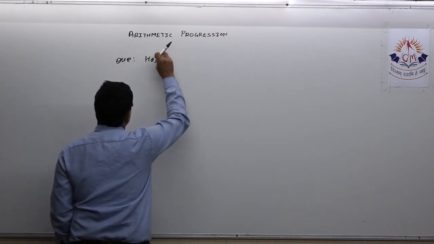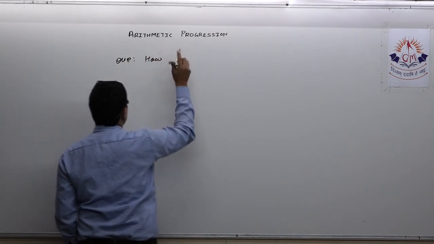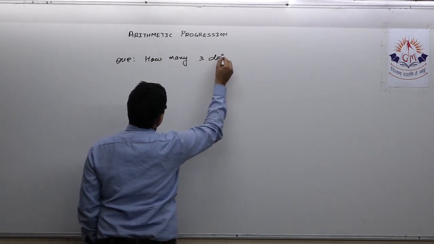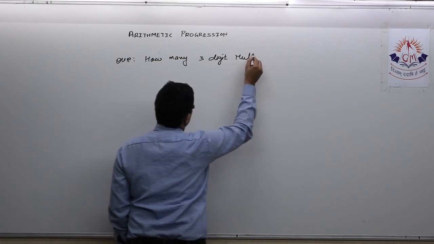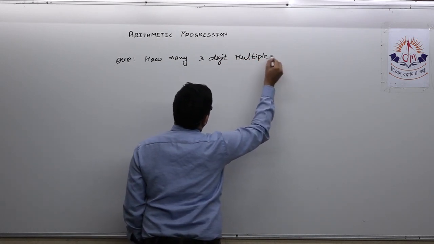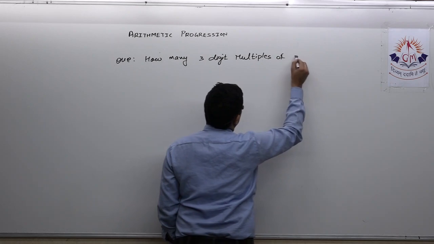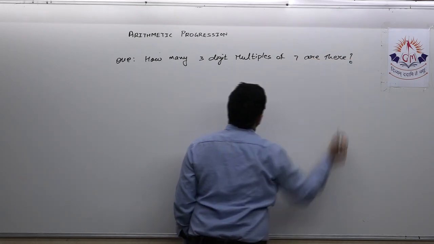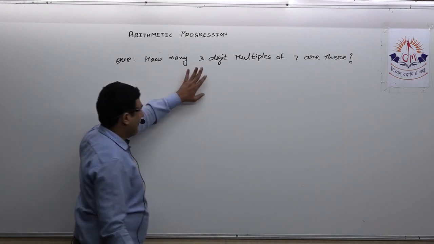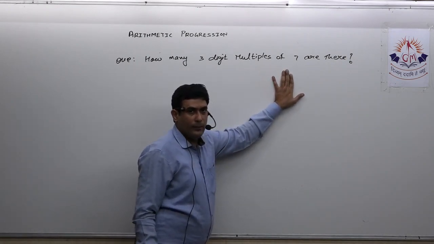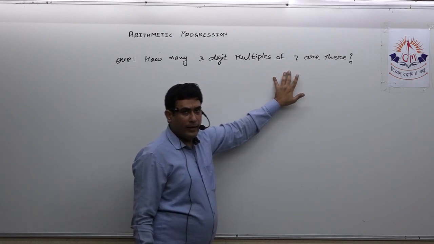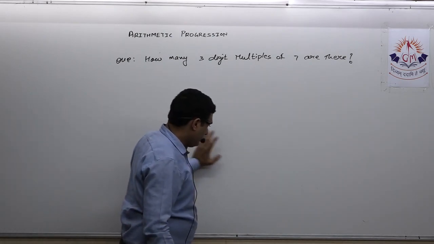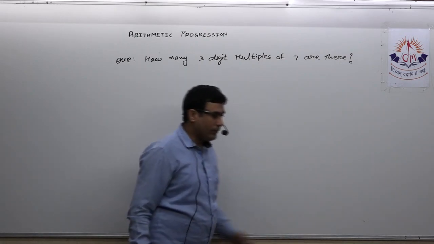This type of question, we'll see how to solve this. How many three-digit multiples of 7 are there? Okay, so we have to find, first of all, the number must be a multiple of 7, as well as it should be of 3 digits. So how to approach, how to solve this type of question?